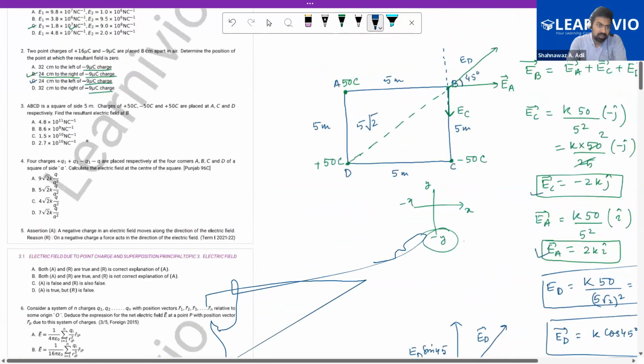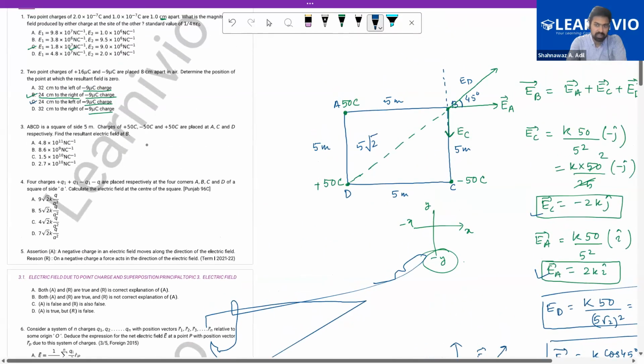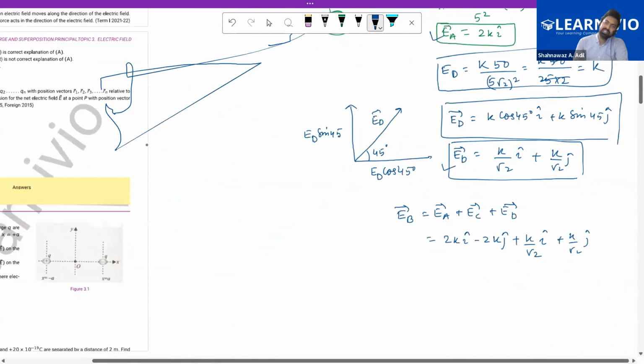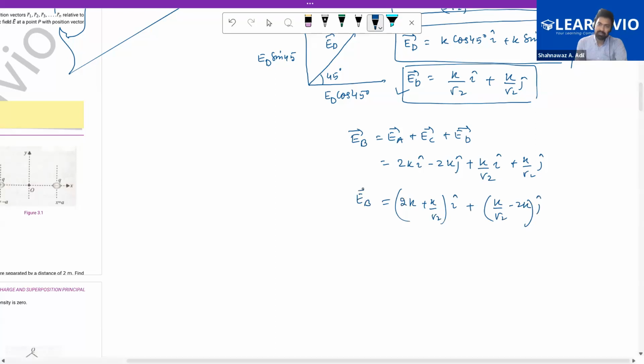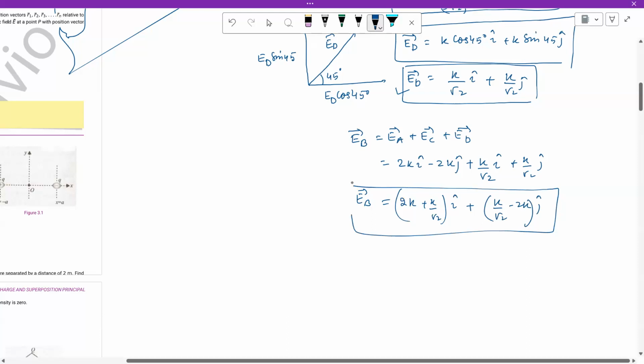Okay, so we have some magnitude, right? Good. Then what we can do? So then this is simply 2K plus K by root 2, right? I hat. And this is K by root 2 minus 2K, and then J hat. Correct. Yes. What would be the magnitude then?